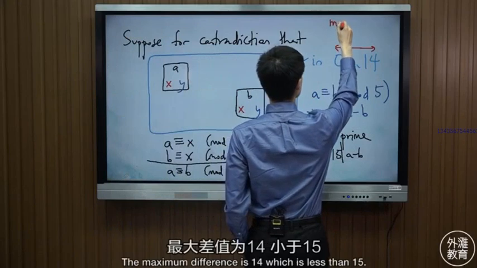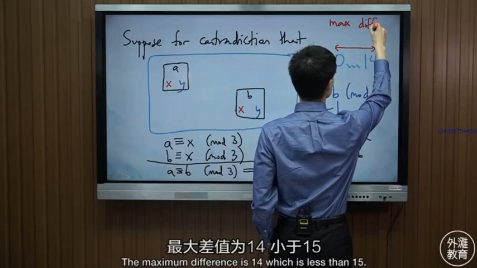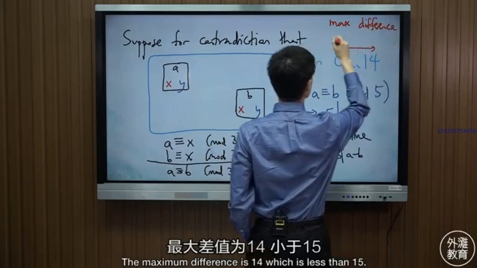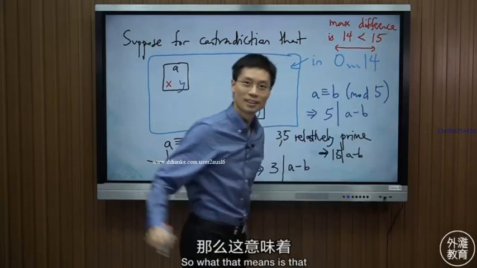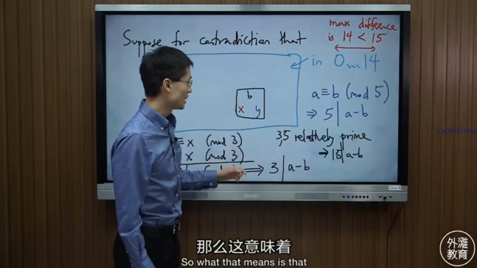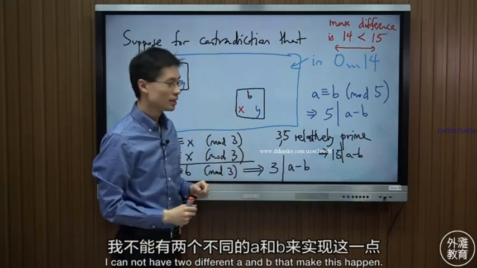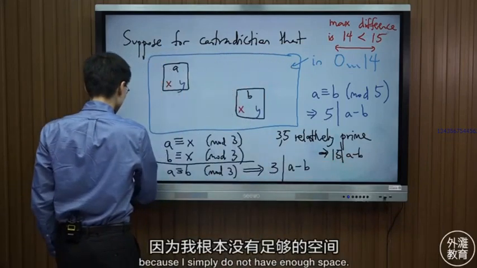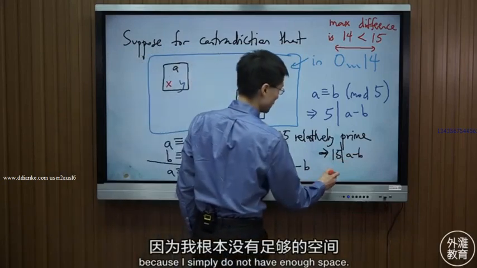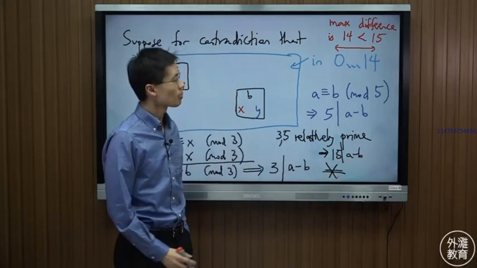The maximum difference is 14, which is less than the 15. And so what that means is that I cannot have two different A and B that make this happen. This is my contradiction. I cannot have two different A and B because I simply do not have enough space. So that's my contradiction, and I'll draw my contradiction mark here.